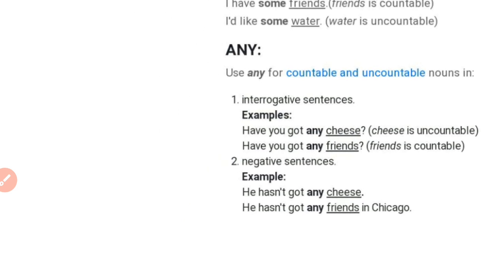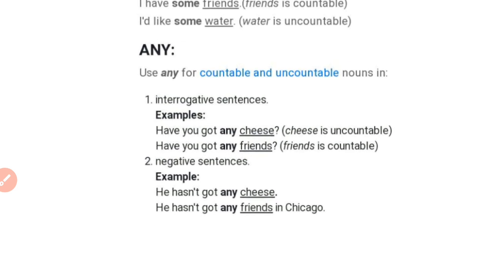Now the use of any. We use any before countable and uncountable nouns, but the sentences should be negative or interrogative. In the first example, have you got any cheese? We use the determiner any. It is an interrogative sentence. So in an interrogative sentence, for showing some quantity, we use any, and in negative sentences we also use the determiner any, like he hasn't got any change, he hasn't got any friends in Chicago. I hope the concept of some and any is clear.